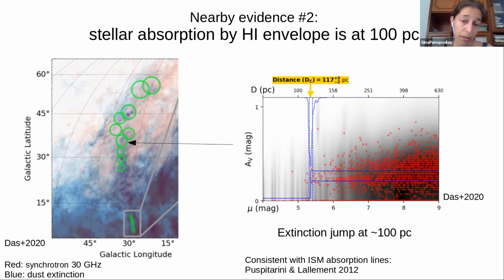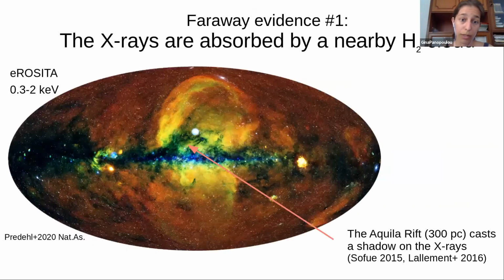On the other hand, there's X-ray data that Constantina already showed us in the earlier session. And the X-ray data are telling us a different story. This is the recently published map by eROSITA, which shows X-rays from 0.3 to 2 keV.